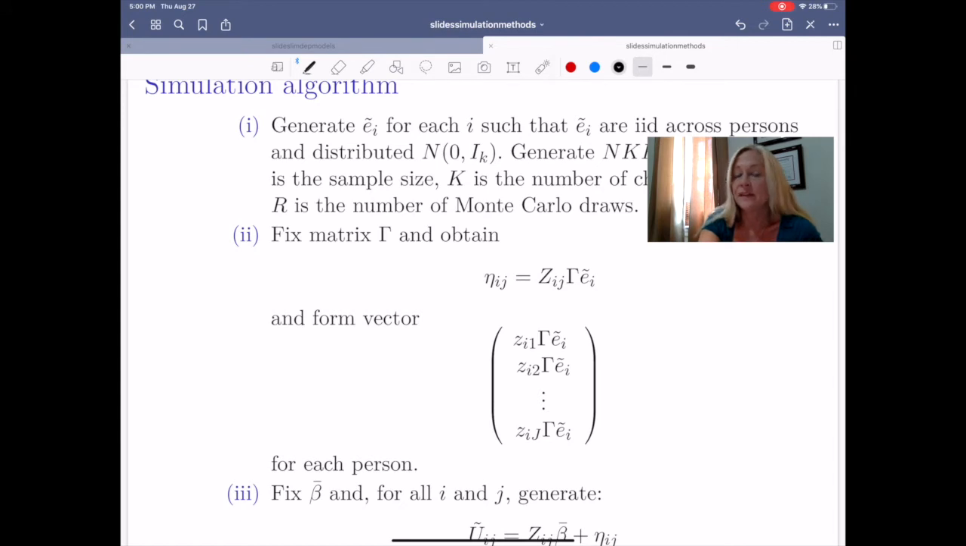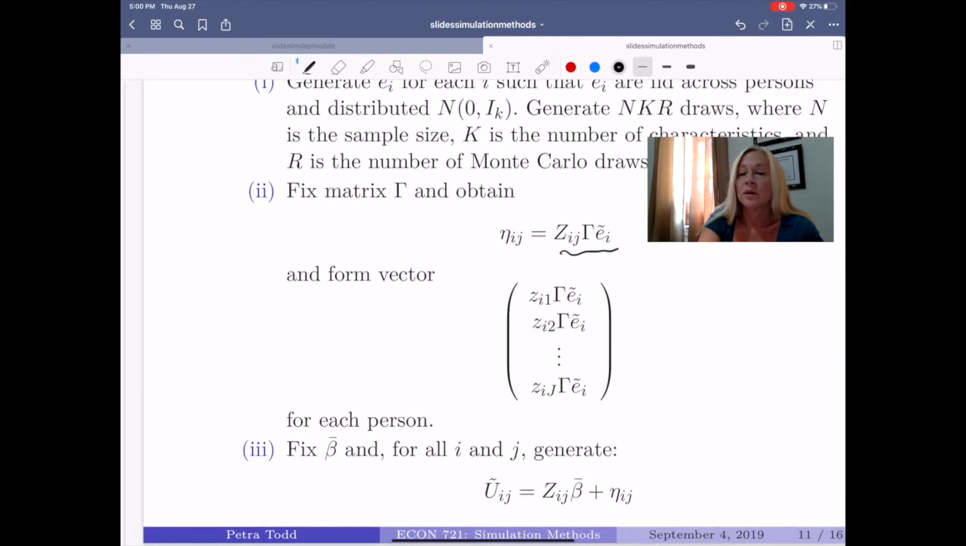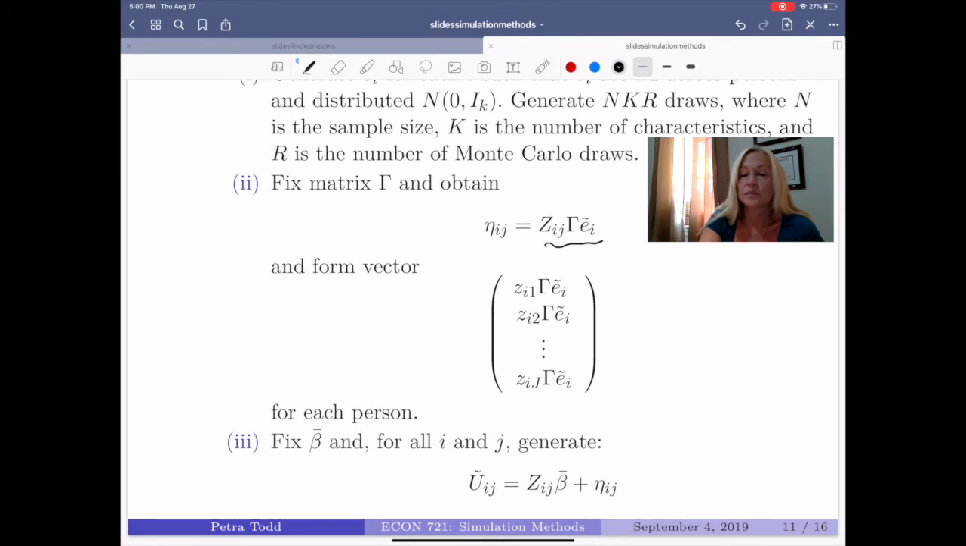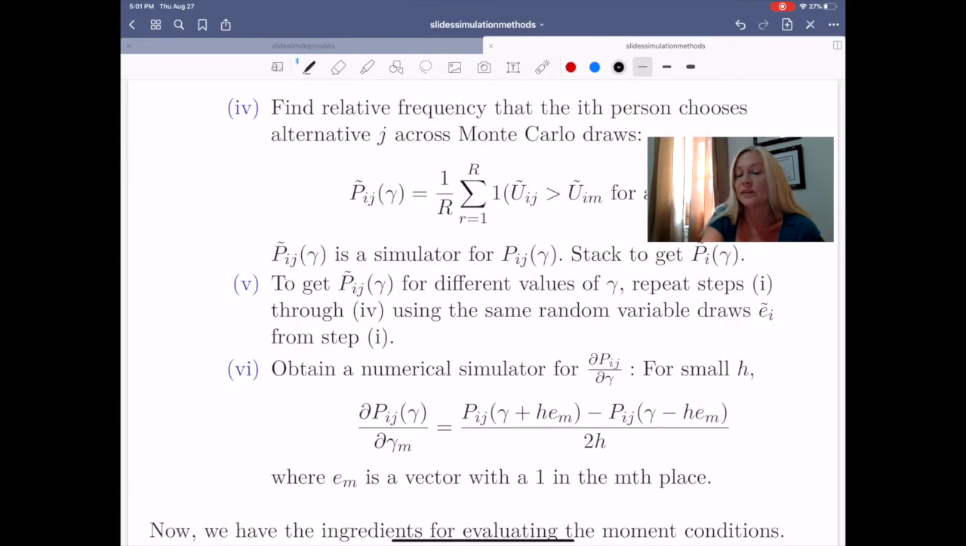Then we'll fix this matrix, because as you're doing the simulation, you're searching over the parameters. You start with a guess. You do the Cholesky decomposition on your guess. You compute this, which is the taste heterogeneity, and you started with a guess of beta bar. And so then you would generate these utilities. Under those parameters, these are the utilities, and you do this R times for the different Monte Carlo draws.